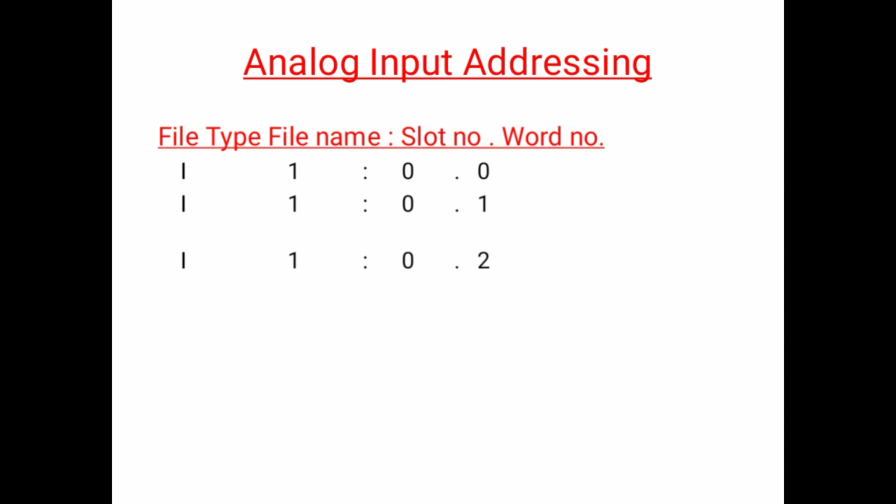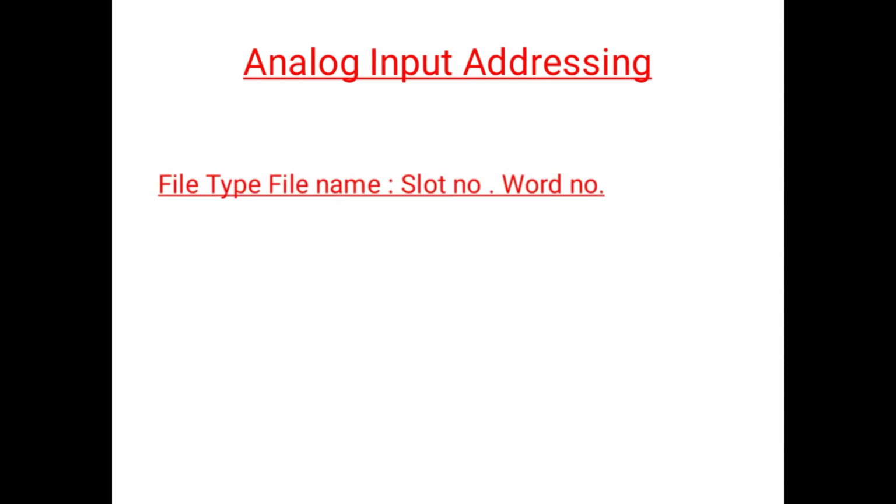Now third is I1 colon 0.2. So this is the third input. Slot number remains the same. The word number changes for analog input addressing, but in digital input addressing the bit number changes. So this is addressing for compact PLC. So let's move ahead to analog input addressing for modular PLC.